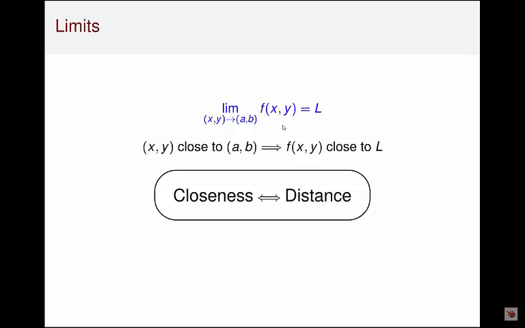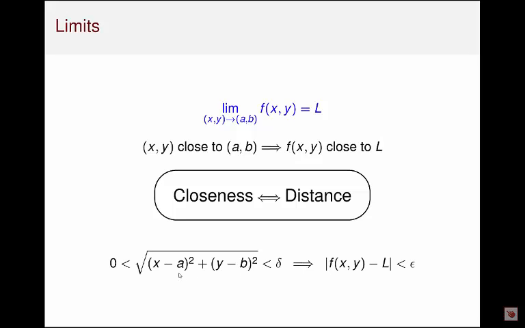Now, in the definition of limit, the points (x, y) and (a, b) are points that lie on two-dimensional plane, so that distance is given by the expression square root of (x minus a) squared plus (y minus b) squared. Now, for these points to be close to each other, we want the distance to be made small, let's say strictly less than some positive real number delta.